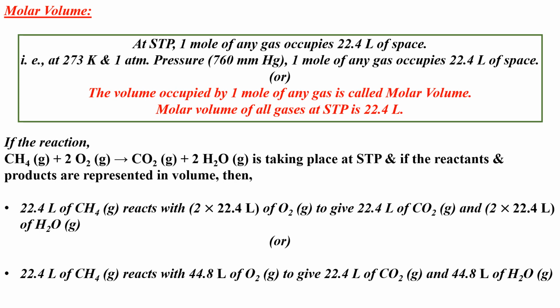Molar volume of all gases at STP is 22.4 liters. What is STP? It means standard temperature and pressure. At standard temperature and pressure, 1 mole of any gas, be it hydrogen, be it oxygen, occupies 22.4 liters of space. That is, at 273 Kelvin, which is standard temperature, and 1 atmospheric pressure or 760 millimeter mercury, 1 mole of any gas occupies 22.4 liters of space.